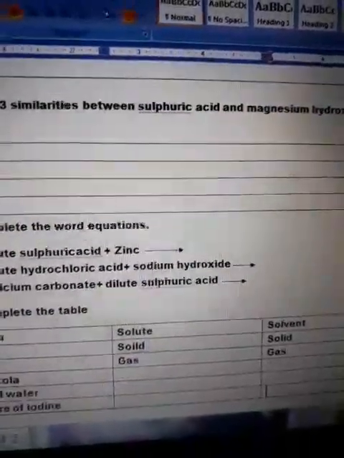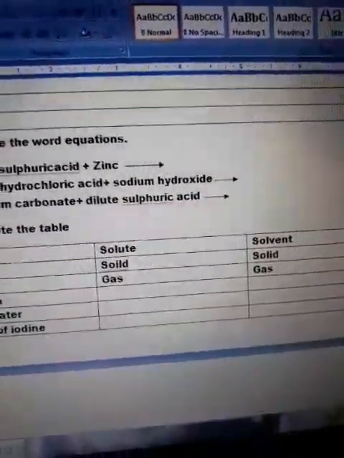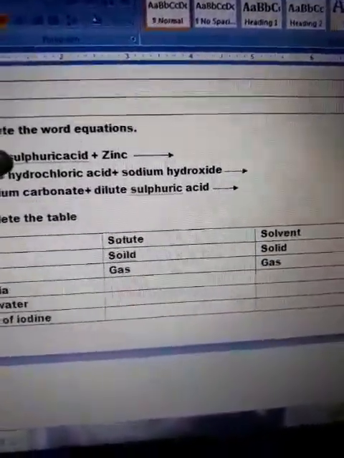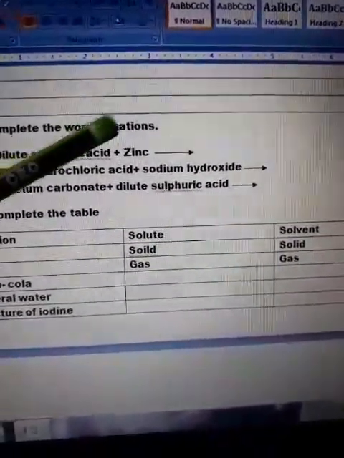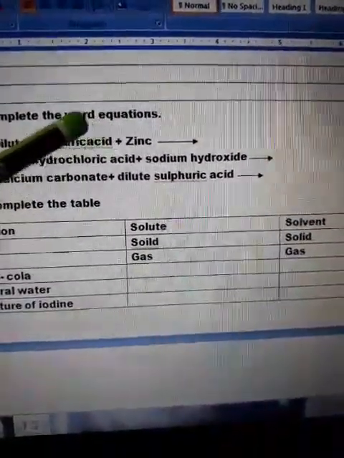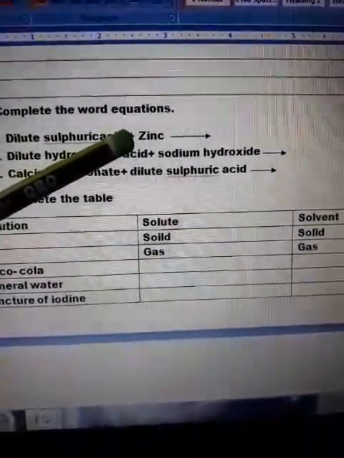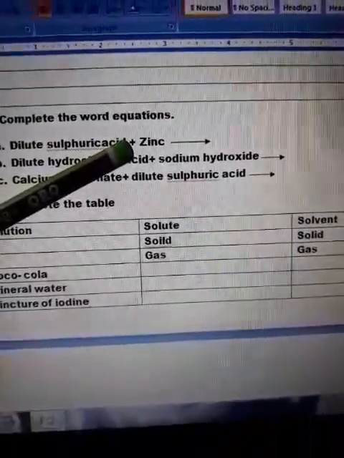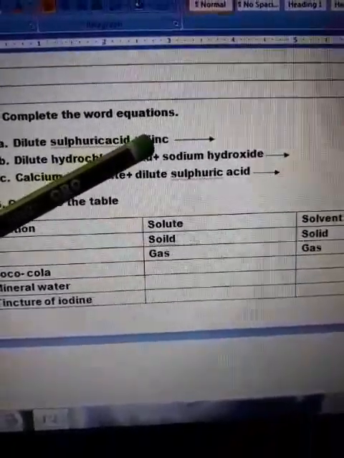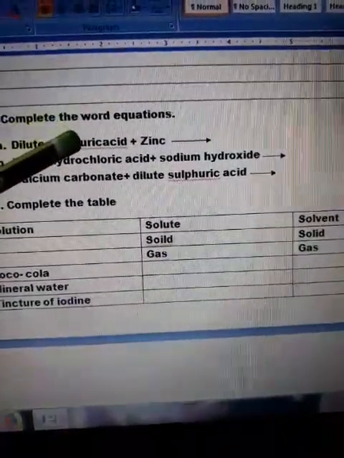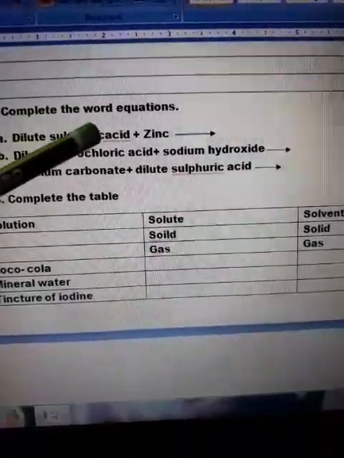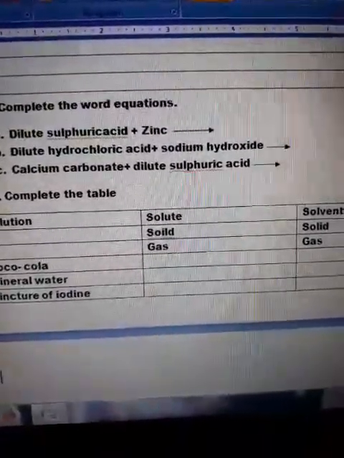Question number 5 is complete the word equation. Here the acid is sulfuric acid and zinc is the metal. When acid reacts with metal, it always results in the liberation of hydrogen gas along with the formation of salt. So zinc will combine with sulfuric acid and form zinc sulfate, and hydrogen gas will be eliminated.